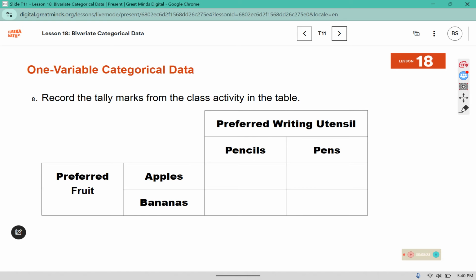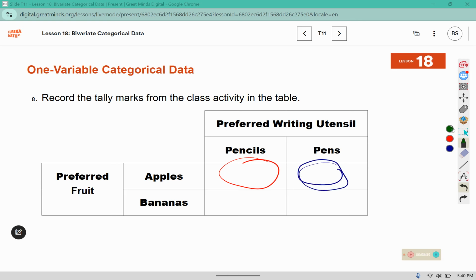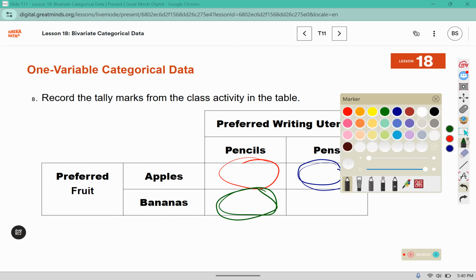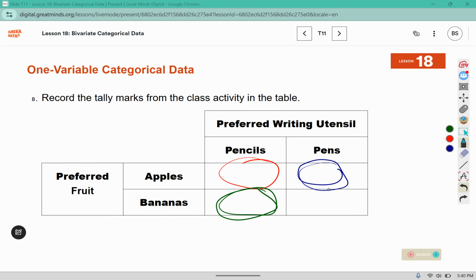So we're going to record how many people said they liked apples and pencils and put them here. How many people preferred apples and pens. How many people preferred bananas and pencils. And how many people preferred bananas and pens.